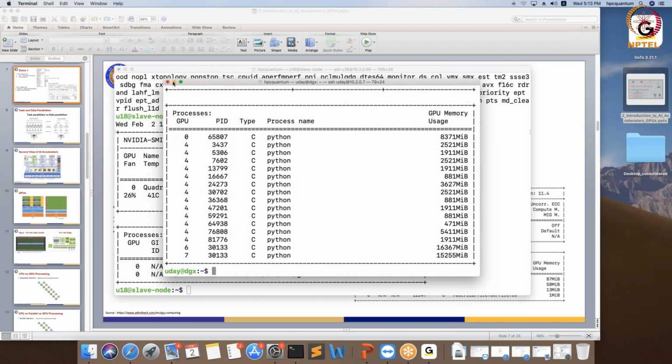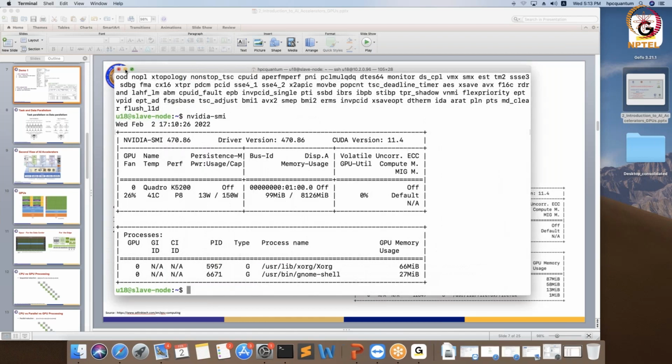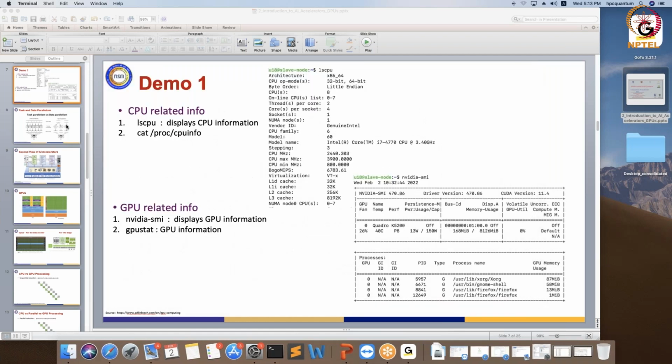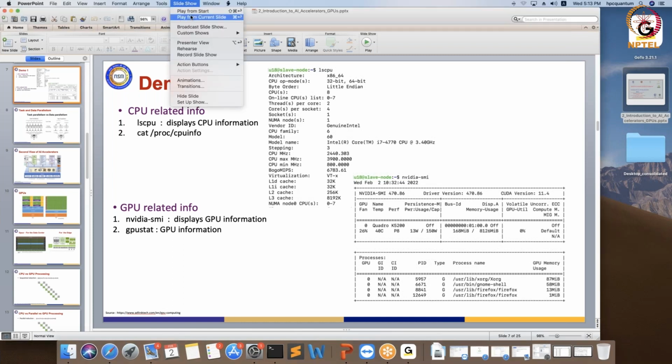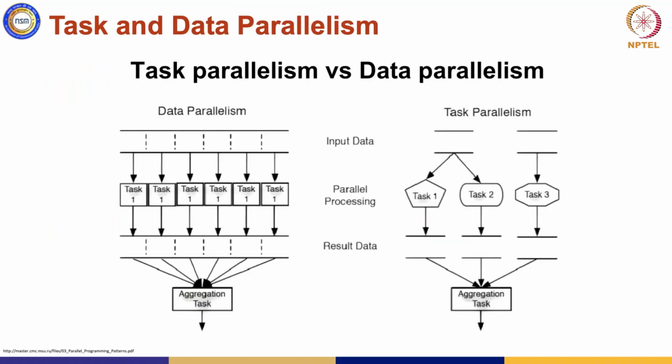Now let us go to the next slide, which talks about the parallelism I had just mentioned. I had talked about task parallelism as well as data parallelism. So let us try to understand it in brief. When you talk of data parallelism, the data is split into various parts and given to various tasks.